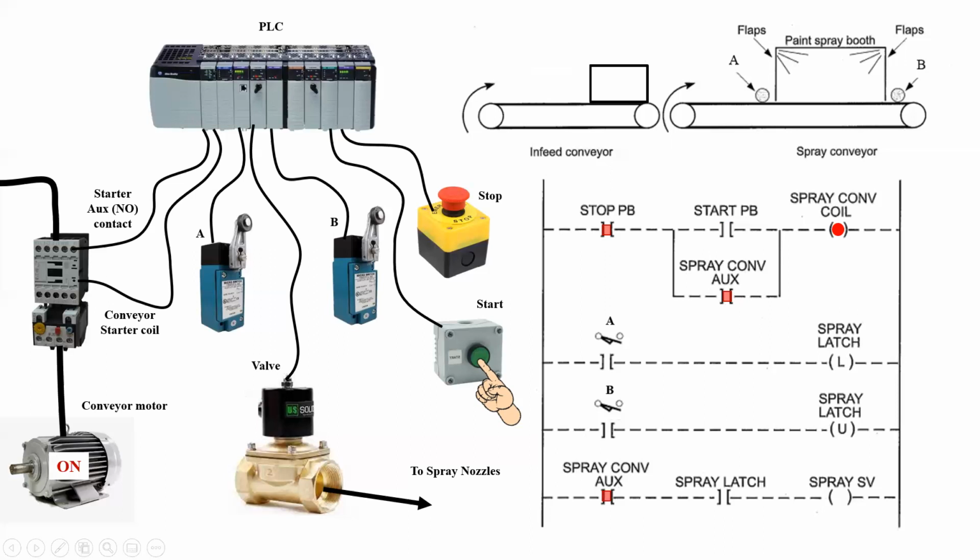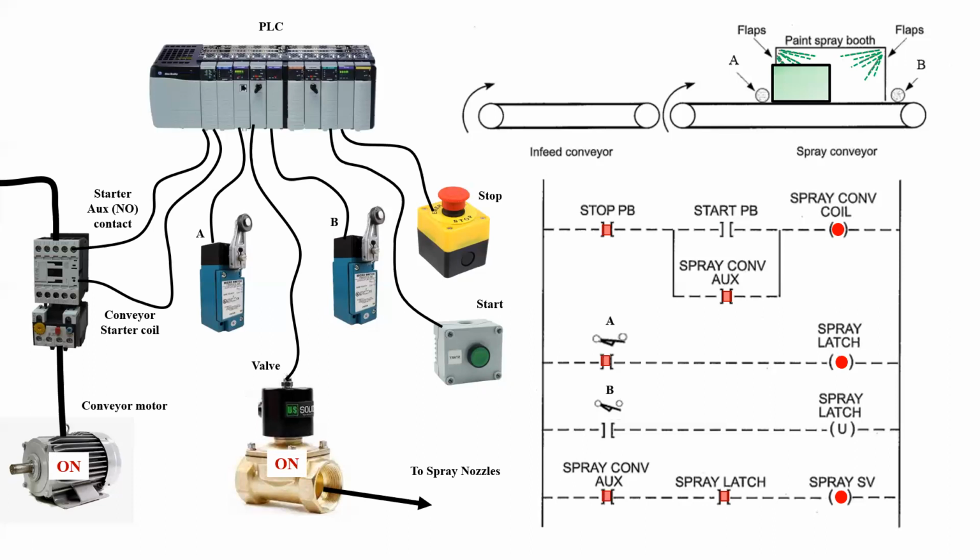At this point, we can release our finger from the start push button, and the object will continue down the conveyor until it hits limit switch A, which will close and cause the input discrete A to go true, causing the spray latch to energize. This will then cause the internal bit spray latch to go true, which will cause my spray valve to energize and for the object to be coated with paint.